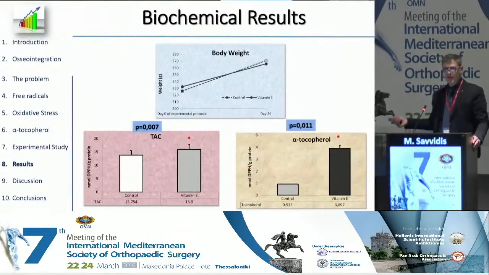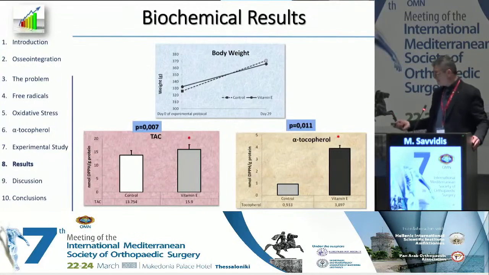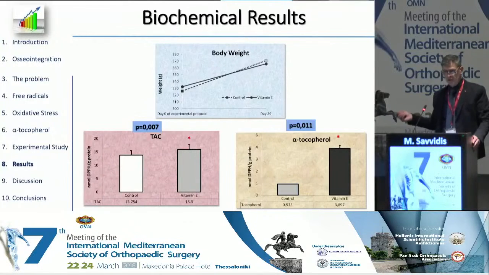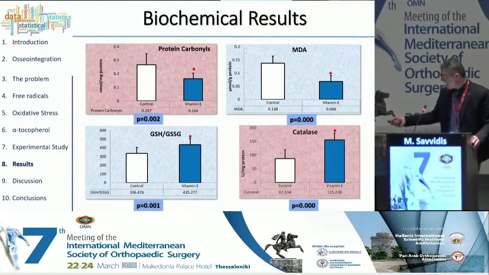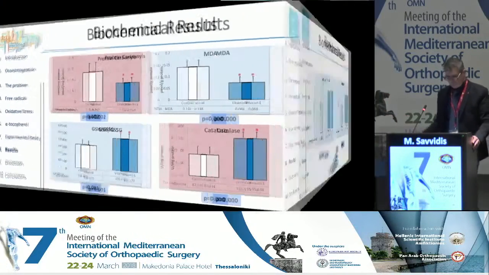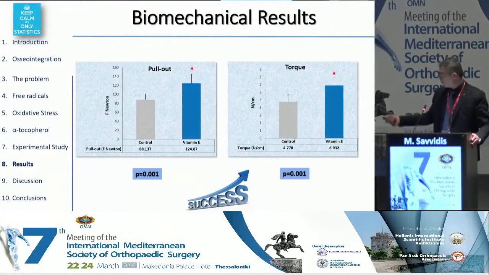These are the results. We didn't have any different results as far as the body weight is concerned between the two groups. We have significant differences in every oxidative test. The total antioxidant capacity and, of course, the alpha-tocopherol were higher in the treatment group, as were the protein carbonyls, the MDA, the ratio, and the catalase. The biomechanical results were astonishing. We have a great, significant difference between the two groups for the pull-out strength and the torque strength also.